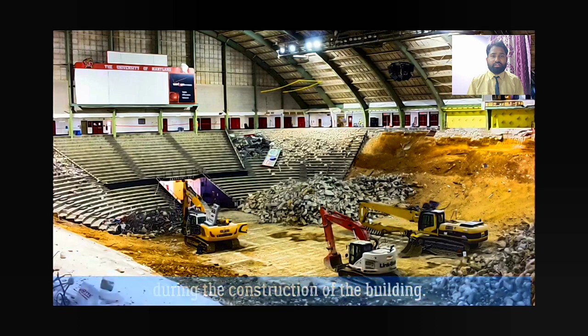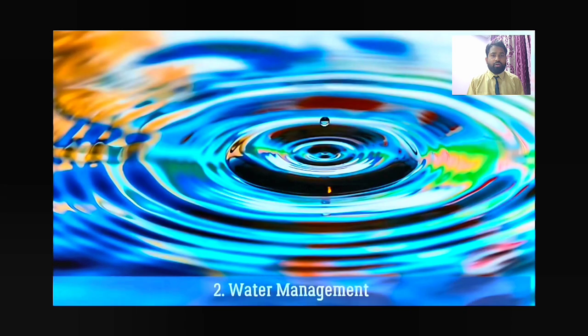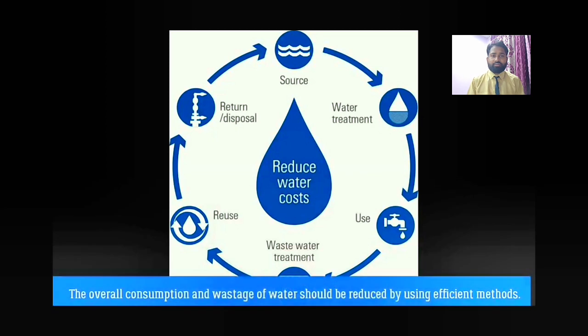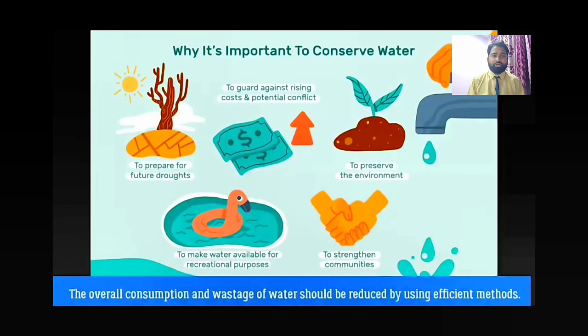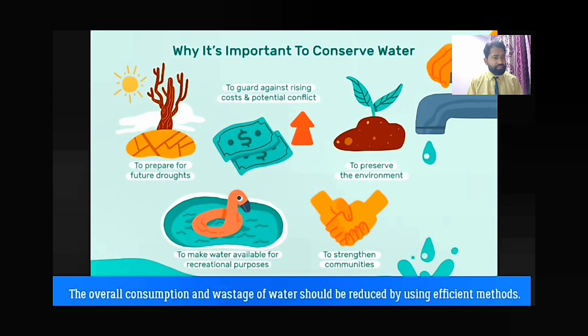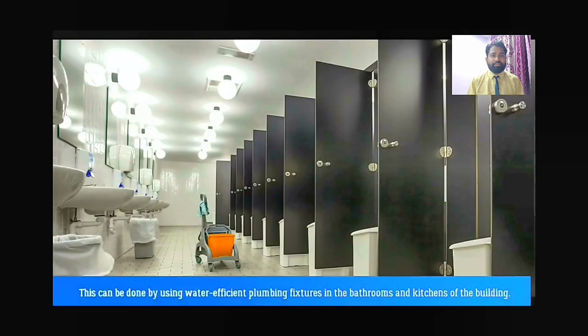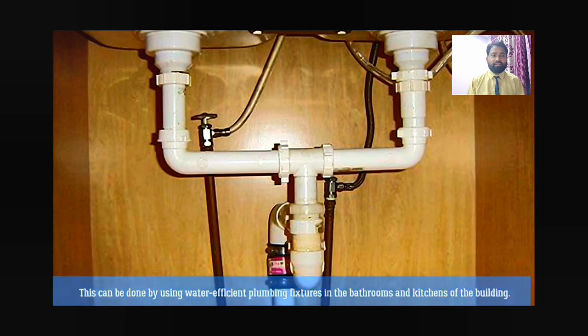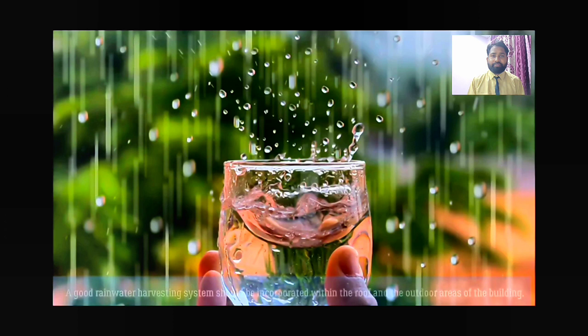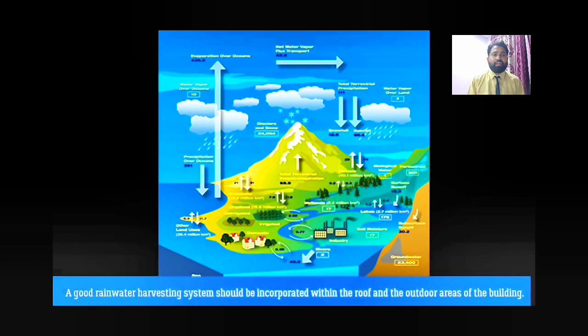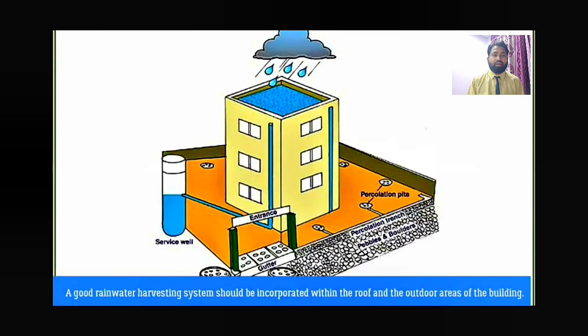During the construction of the building, water management, the overall consumption and wastage of water should be reduced by using efficient methods. This can be done by using water efficient plumbing fixtures in the bathroom and kitchen of the building. A good rainwater harvesting system should be incorporated within the roof and outdoor areas of the building.